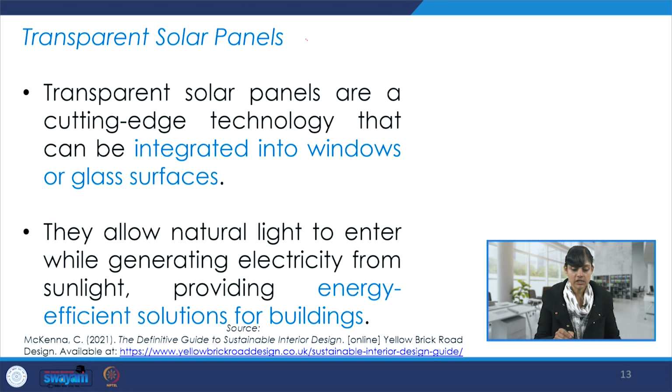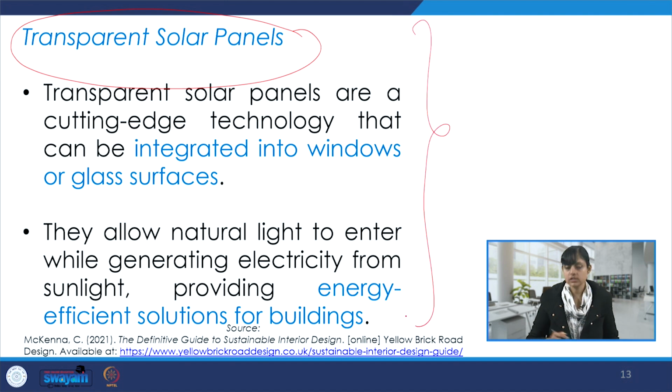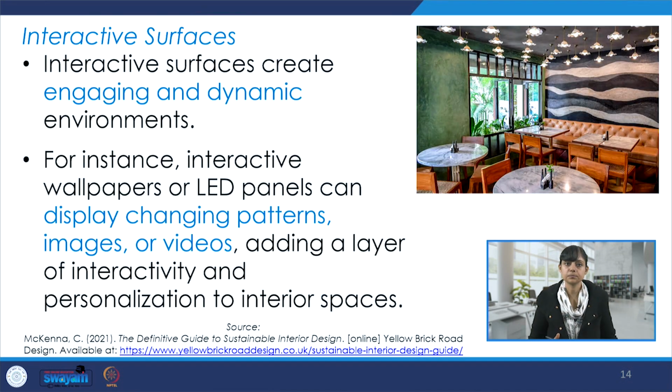Transparent solar panels are also getting used. Transparent solar panels are a cutting edge technology that can be integrated into windows or glass surfaces. They allow natural light to enter while generating electricity from sunlight, providing energy efficient solutions for buildings. So, we are always focusing on energy efficient solutions. We are talking about green interiors, we are talking about sustainable practices, and we have discussed these during different lectures.